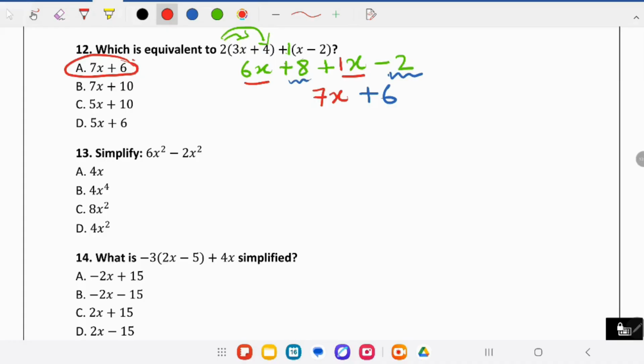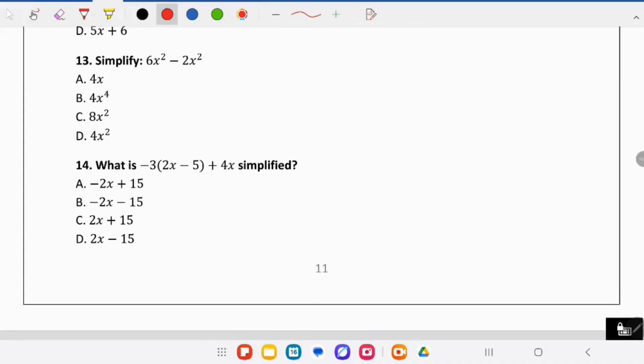7x plus 6. In the next question, I have 6x square minus 2x square. Both are like terms. I can simply subtract their coefficients. 6 minus 2 is 4x square. So 4x square, this is here. 4x square.